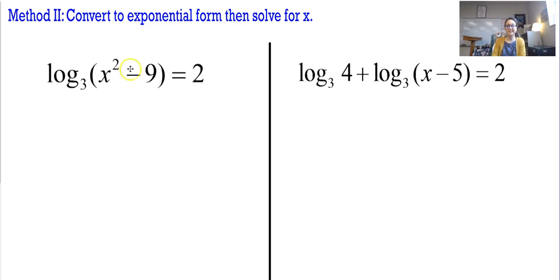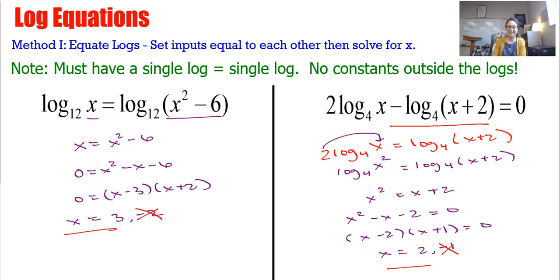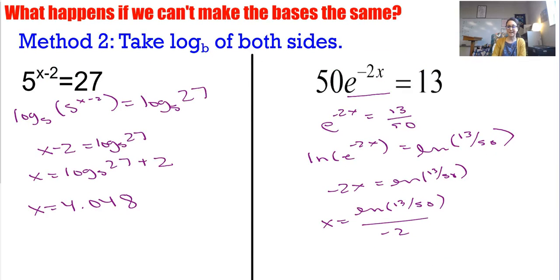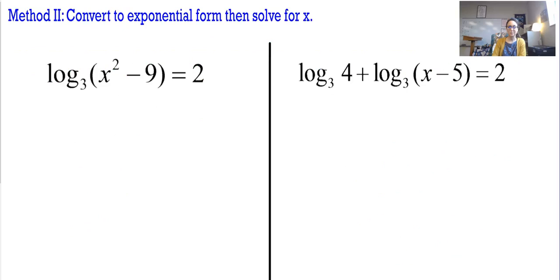Okay, so for these types of logs, notice that we do not have a log on both sides. So we have some kind of other term here, in this case a constant. So when you don't have logs on both sides, what you're going to do is kind of like the analogous situation over here when we didn't have the same bases on both sides, we took log of both sides. So here we're going to convert to exponential form, okay?